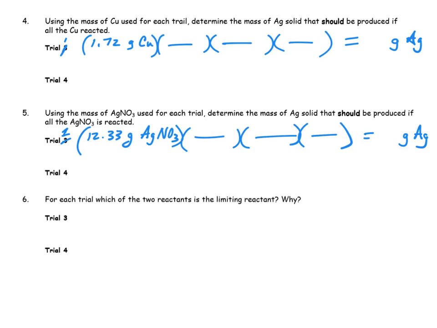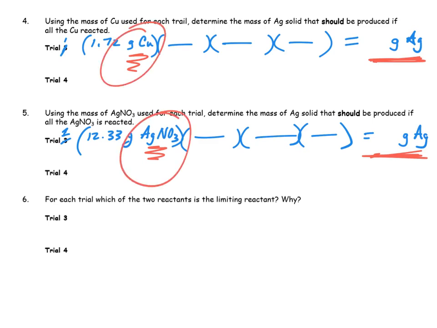For question number 6, for each trial, which of the 2 reactants is the limiting reactant? To answer that, we would have to look at the answer to these 2 problems. Whichever one gave you the least amount of silver would determine the limiting reactant. Now that's going to be different for each of your 2 trials, so you'll have to find that out. If all the copper was used up, you would make this much silver. If all of the silver nitrate was used up, you would make this much silver. Whatever one is the smaller one will determine which is the limiting reactant.